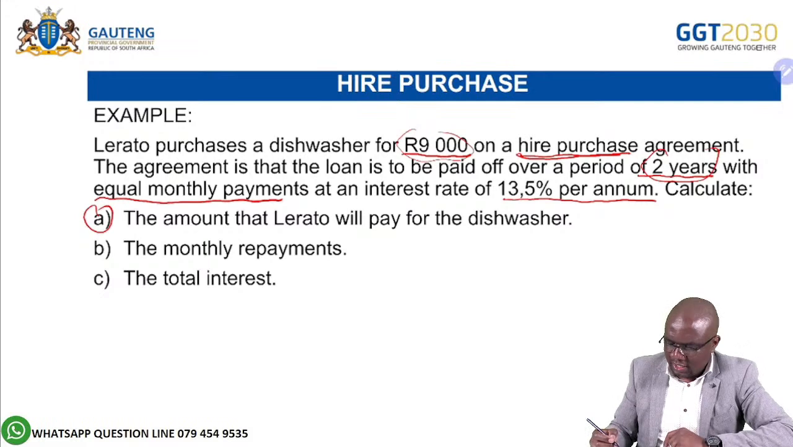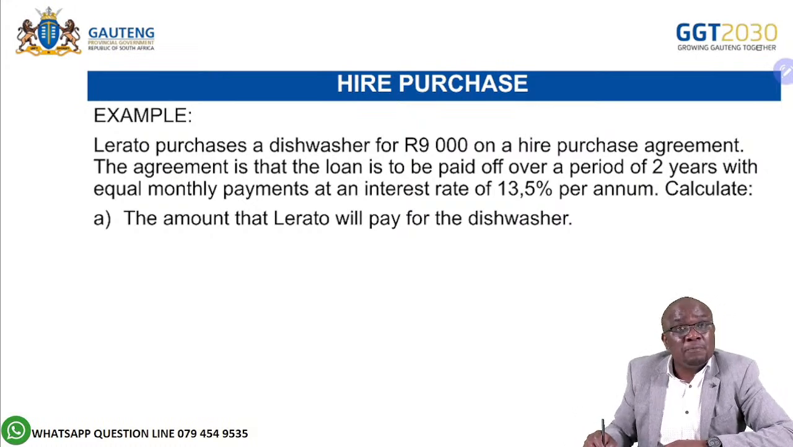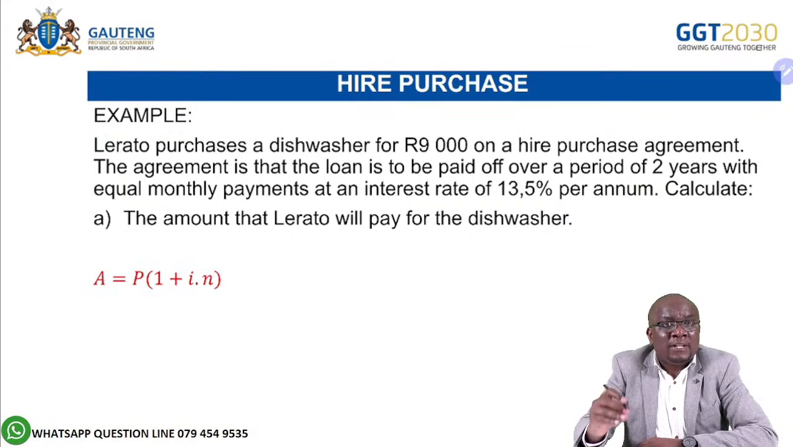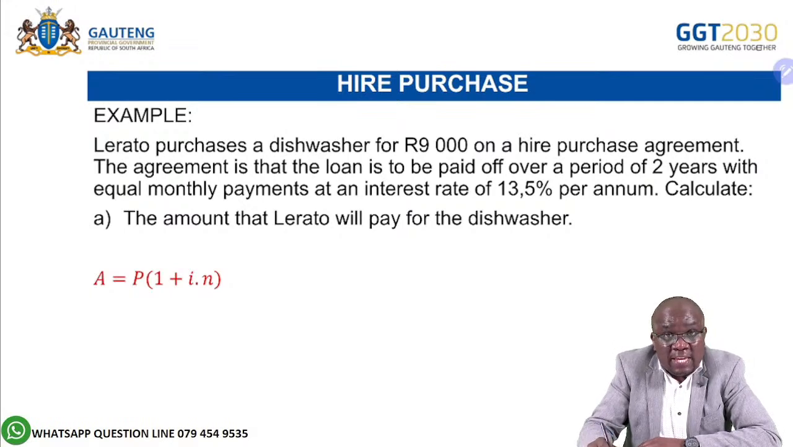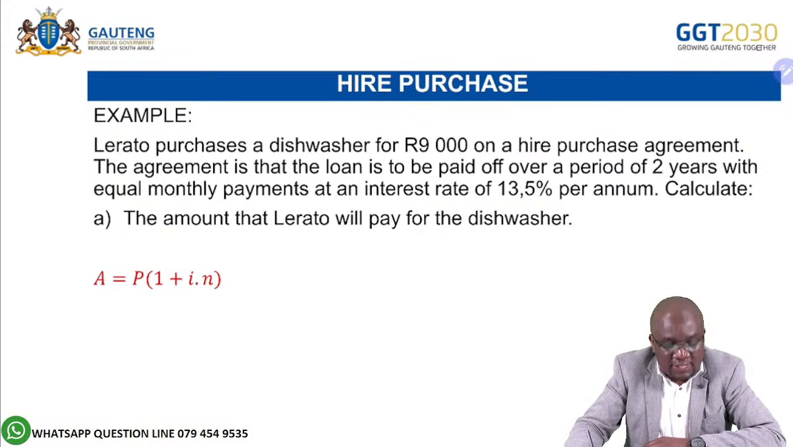Let's start with question A. The amount that Lerato will pay for the dishwasher, we said we are going to use the simple interest formula here. So we write it down, write the formula. That's the first step you do. And identify the variables. Right, we're looking for A here, the amount that Lerato will pay for the dishwasher in these 2 years. And then P is 9,000.